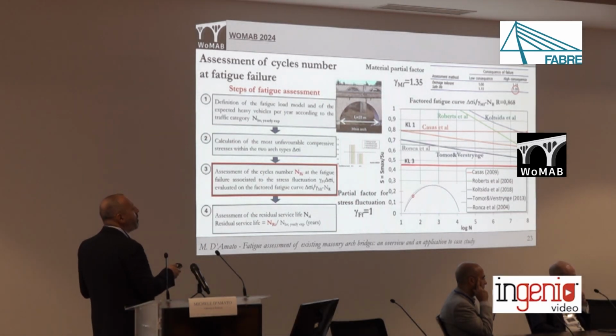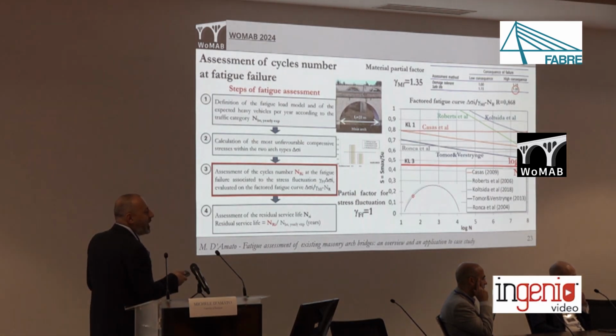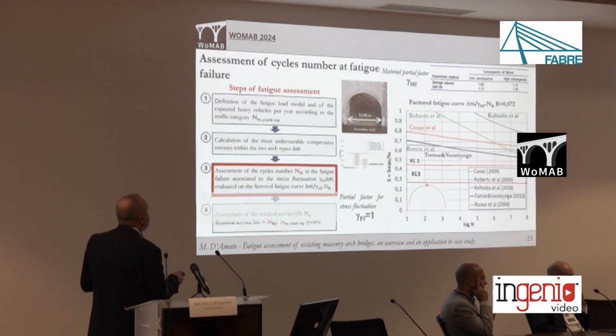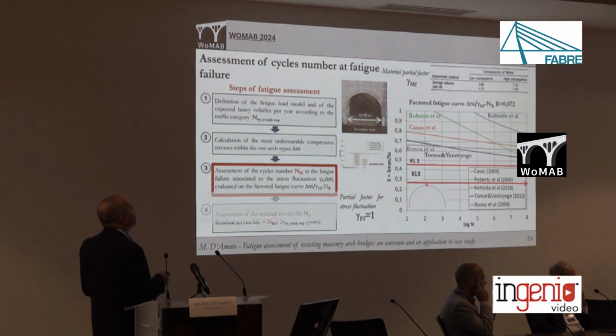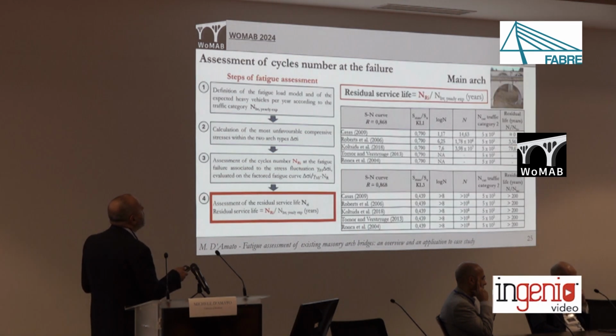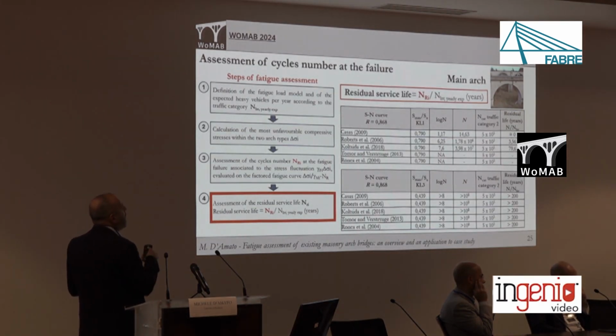In this case, for all models, there is a solution, so we can find the number of cycles at failure, and the number of cycles is greater than 10 to the power of 8, a really huge number of cycles to failure. We found the same kind of results in the case of the secondary arch for both knowledge levels, 1 and 3. As well, we have a solution in terms of fatigue strength, and all stress life curves provide a number of cycles at failure greater than 10 to the power of 8. Here are reported the numerical evaluations of what I have explained within the graphs.